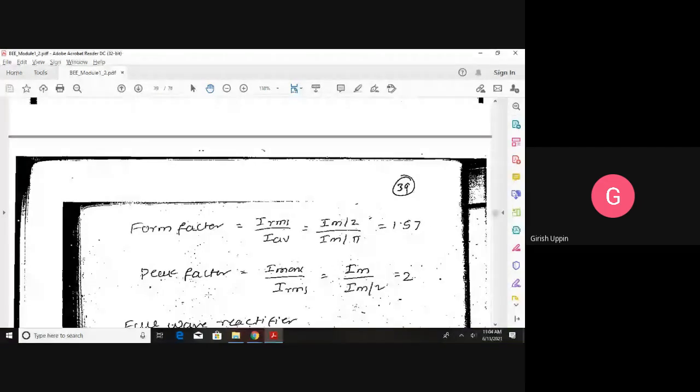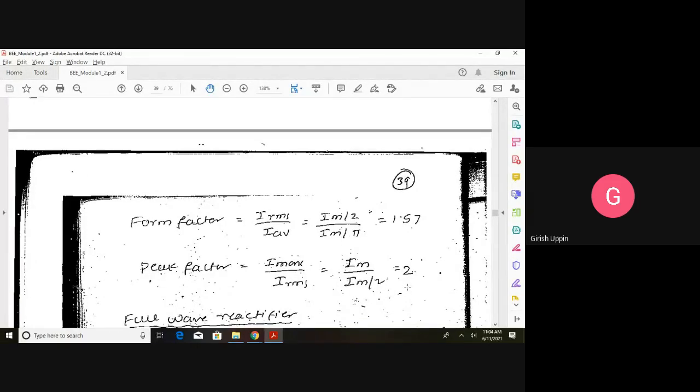And what is the peak factor? I max divided by I RMS. So Im divided by the I RMS value, which is Im by 2. So this 2 will go in the numerator, Im will get cancelled. What remains is the 2. So the peak factor for a half wave rectifier is 2.